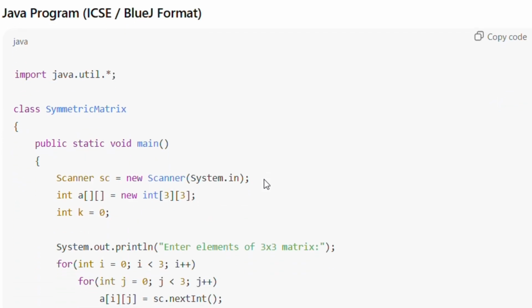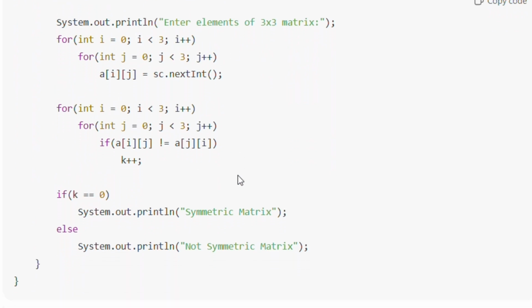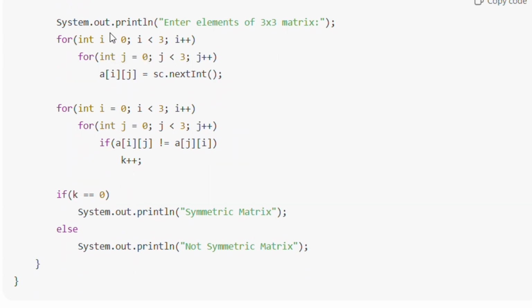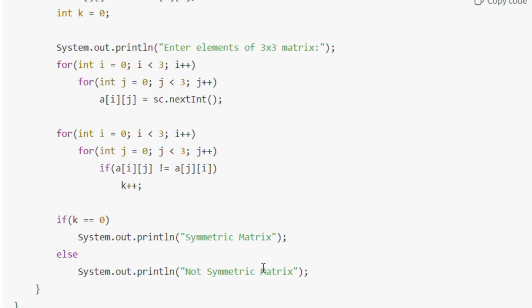For this, this is the array declaration, then input the elements of the 3 by 3 matrix. Then here, if Aij is not equal to Aji, k plus plus. Here the original value of k is 0. If any corresponding elements are not equal, then k plus plus. Otherwise k is 0. Now if k equals 0, it is symmetric, else it is not symmetric. This is the program.